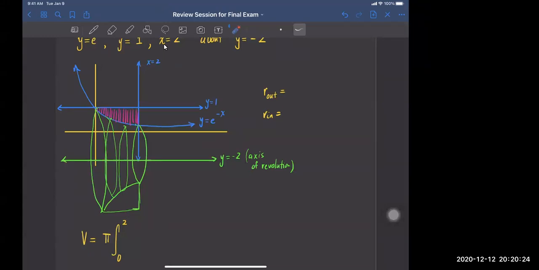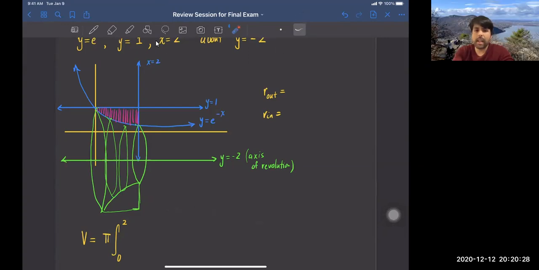Y equals 1. Okay, so once we've established that fact, then since it's constant, what's the constant radius for the outer function? It will always be what? What's that radius? Do you guys see it? What is this distance here, from y equals 1 to y equals -2? What is that distance always going to be?